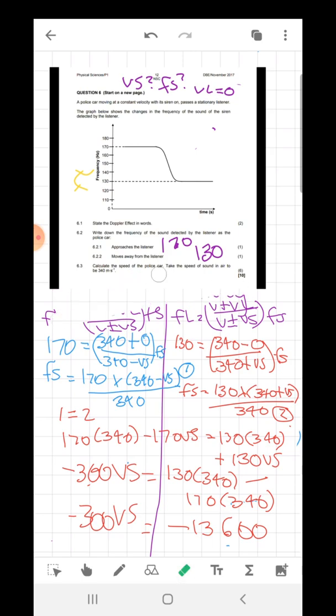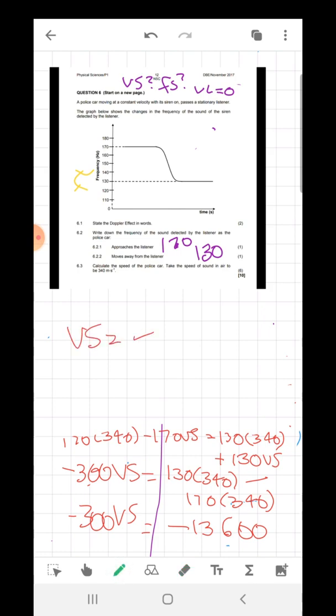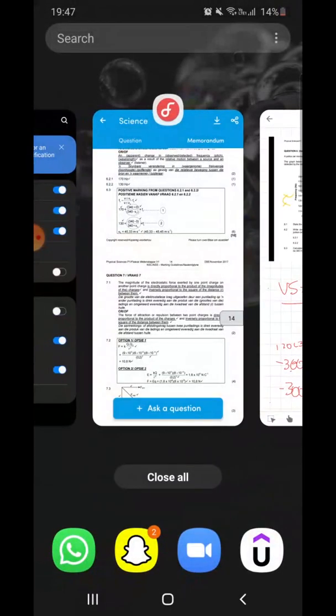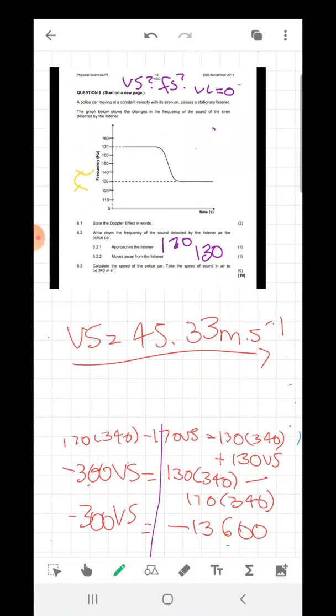Divide by minus 300 on both sides. Okay, so if you divide by minus 300 on both sides, you should get Vs being equal to 45.33 meters per second. Let's check that my answer is correct. Yeah, it's correct. And those are examples of the hardest questions you can come across in the Doppler effect. It cannot get harder than this. And if you can do this, you should be able to do all of the other questions. Good luck.